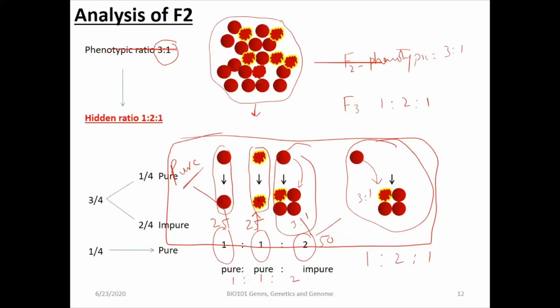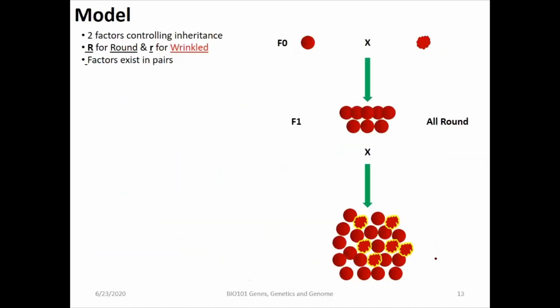Wrinkled did not produce any round. The rounds are producing wrinkled. The two impures are rounds. Only one impure in the 1:2:1 is round. So here, if I write down the phenotypes, this is pure round, this is two impure rounds, and one wrinkled. So wrinkled was always pure. Clear? Yes, sir. Okay, now let's look at what Mendel did and how he solved this enigma.